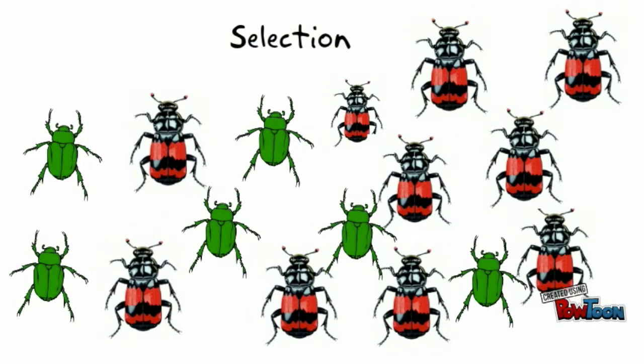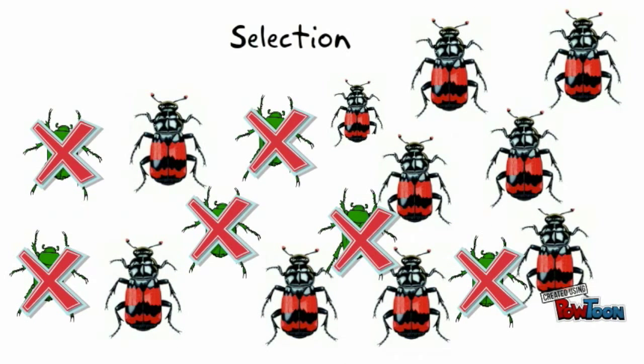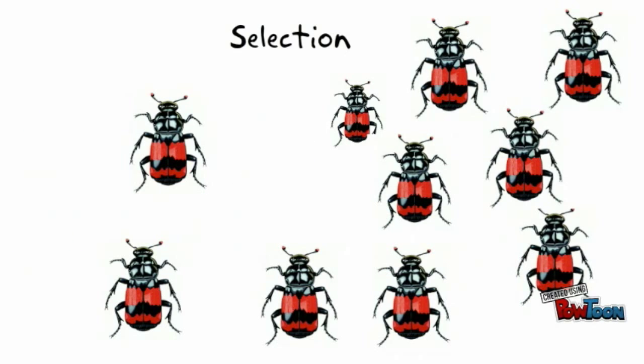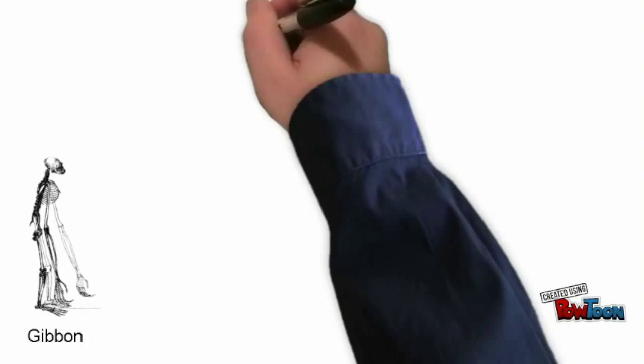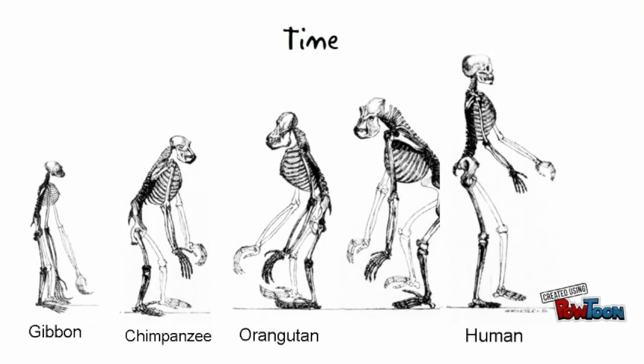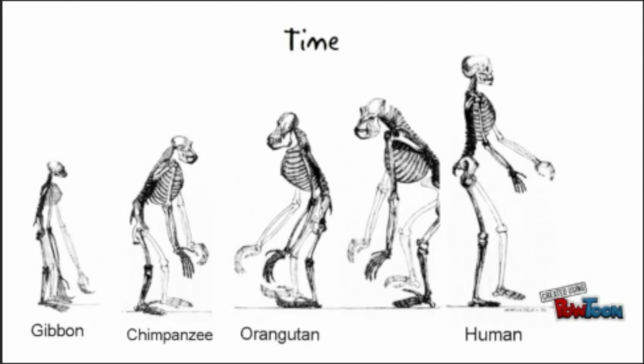Selection. Because resources are limited, more organisms are born than can survive. Small variations can influence whether or not an individual lives or reproduces. Time. In generation after generation, traits help some individuals survive and reproduce. After a few generations, depending on the circumstances, such traits become common.